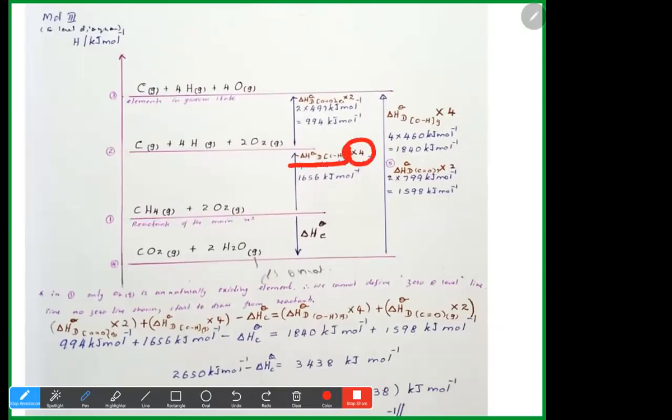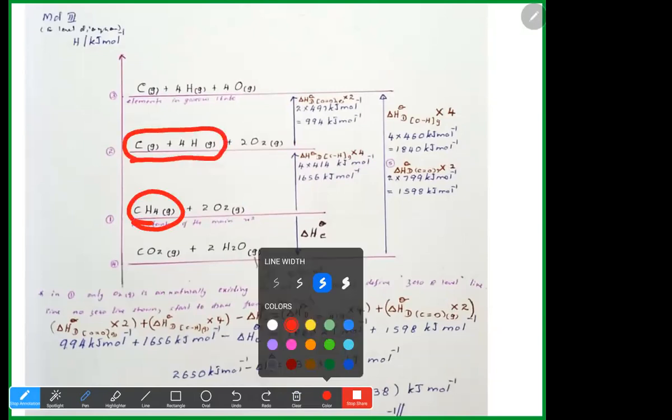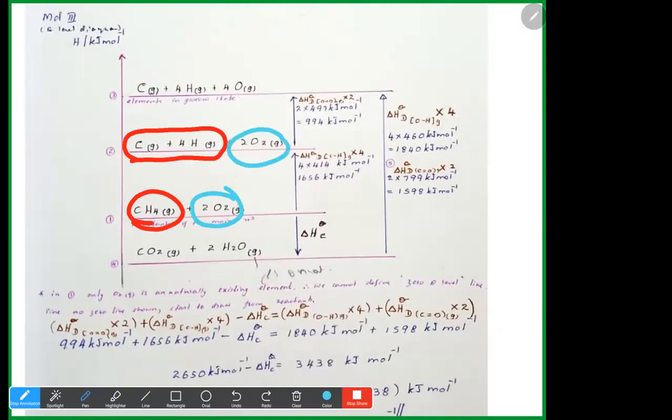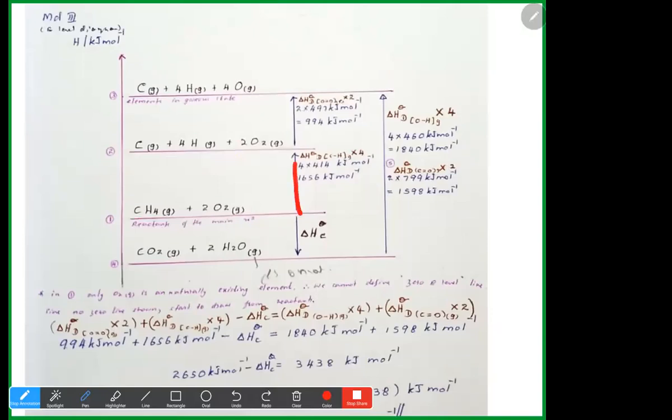Then there are 4 bonds. Then I'm breaking O2 and that is this. Once you break CH4, you're only writing its constituent elements and keeping this O2 as it is. Then when you are breaking this O2, you are just writing its constituent elements. Then dissociation of 2 OO bonds, and this is the value. So this is the first path.